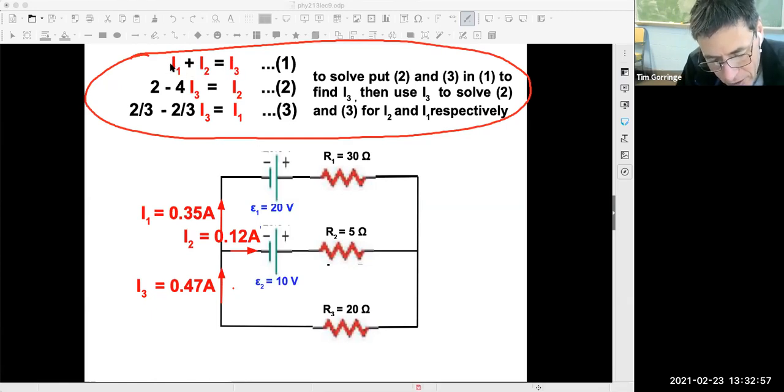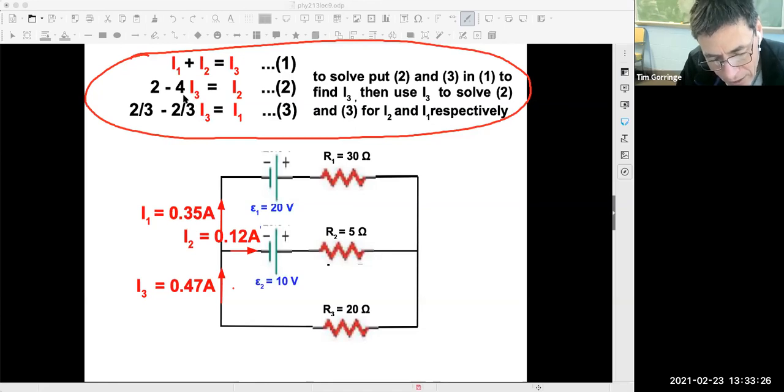The top equation here says that I1 plus I2 equals I3. So that equation contains all the unknowns in it, I1, I2, and I3. The second equation contains I2 and I3. The third equation contains I1 and I3.